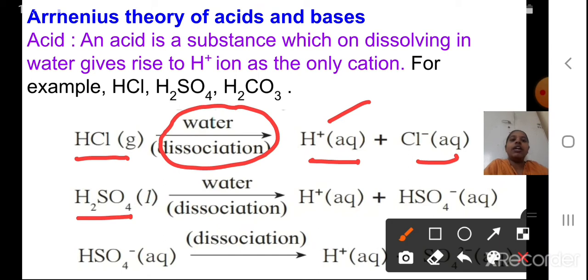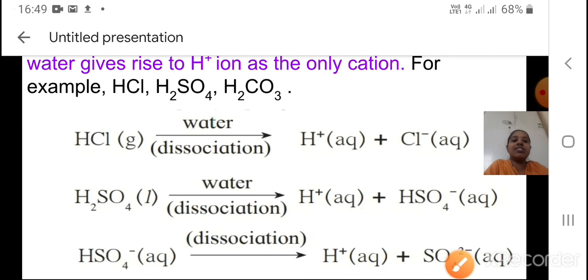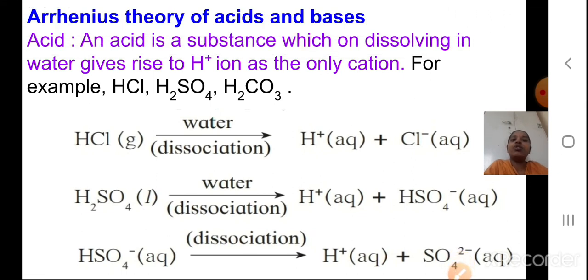Next what you are seeing? H2SO4 you can see. Again water dissociation. H plus, again can you see H plus ion is formed and HSO4 minus aqueous ion is formed. Now this HSO4 minus ion can further dissociate. Okay, how can it dissociate students? You can see here H plus plus SO4 2 minus. Okay, did you understand? So according to the Arrhenius theory, he said that an acid is a substance which on dissolving in water gives rise to H plus ion as the only cation. Okay students, did you understand the definition for an acid?